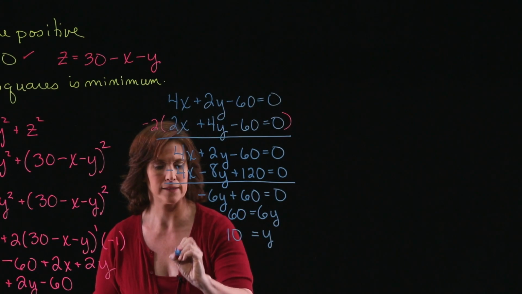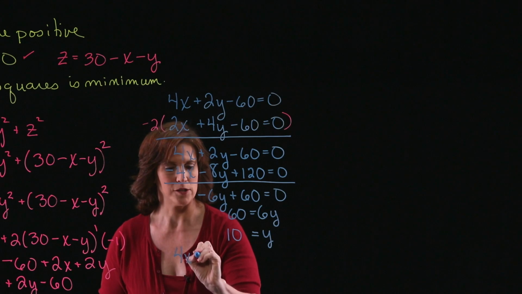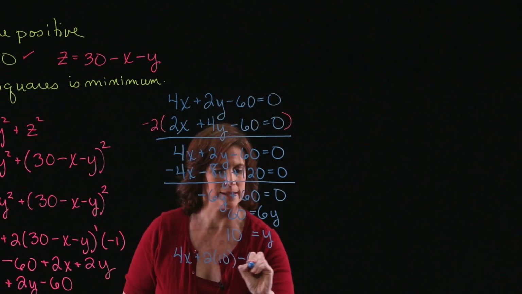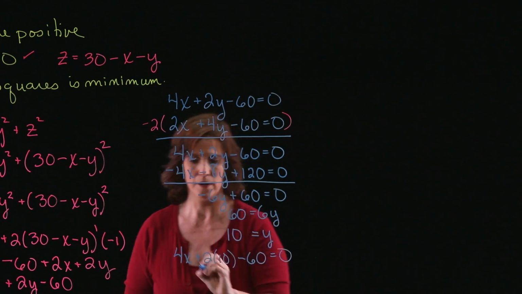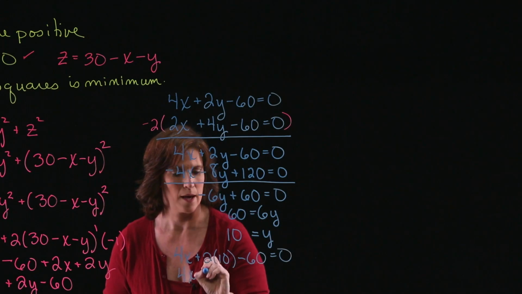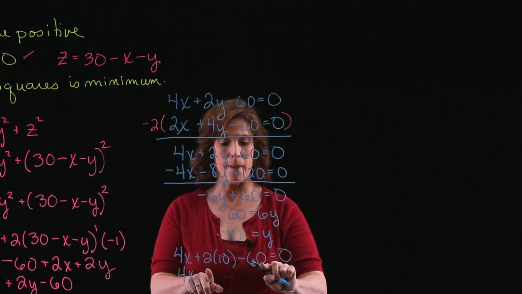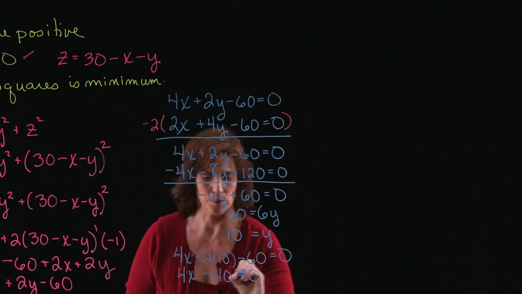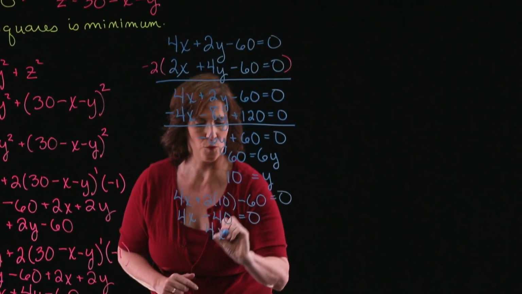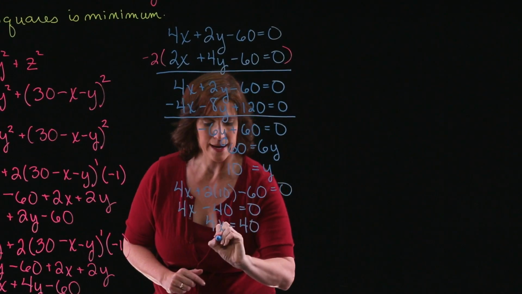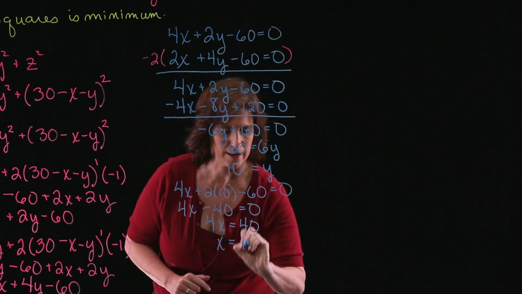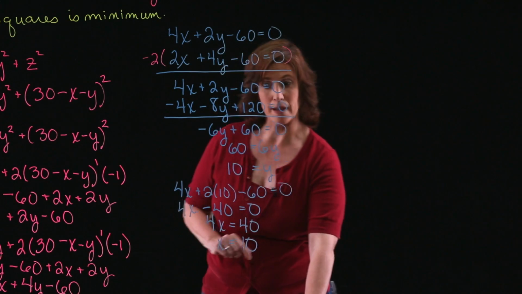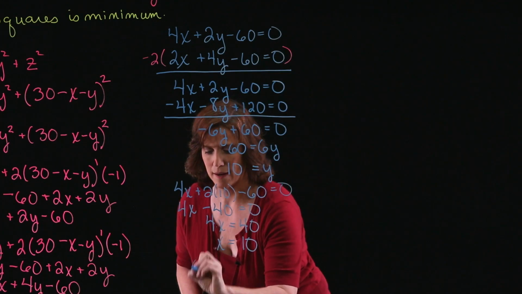Now plugging that back up into one of the original equations, I'll have 4x plus 2 times 10 minus 60 equals 0. So 4x, this will be plus 20 minus 60, so that's going to be minus 40 equals 0. 4x equals 40, and x, again, equals 10. So I have a critical number at (10, 10).